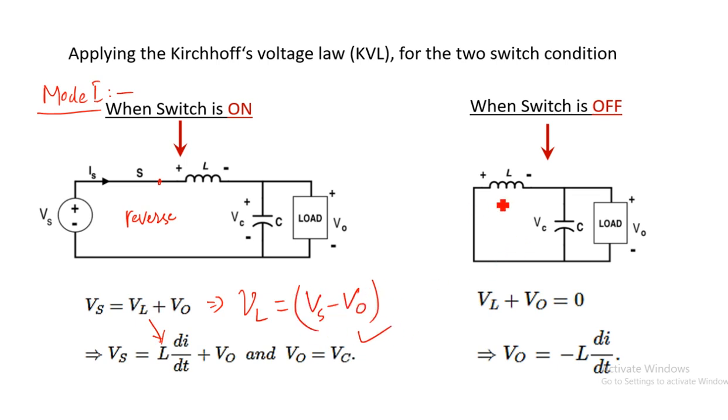Now when the switch is off, the current through the inductor continues through the diode. The diode is forward biased, and the relation will be VL equals minus Vo. Simple.